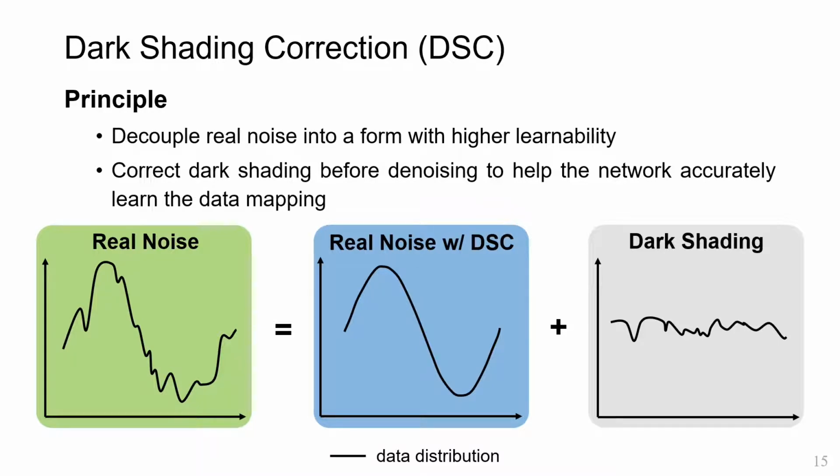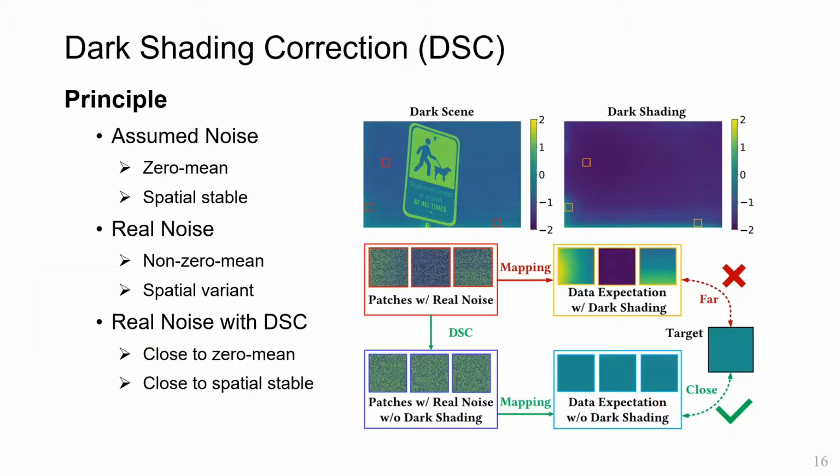It's extremely important to correct the dark shading before denoising in a learning-based low-light denoising method. Previous learning-based methods believe that a convolutional neural network, a collection of local operations, can be used to fit data pairs to remove pattern noise caused by dark shading, but this is impossible in principle. We will show this mapping problem with the help of the example shown in the figure.